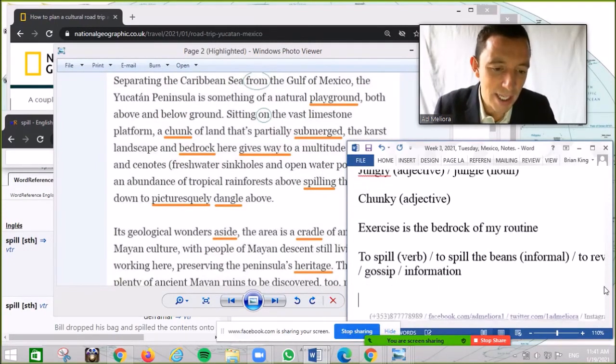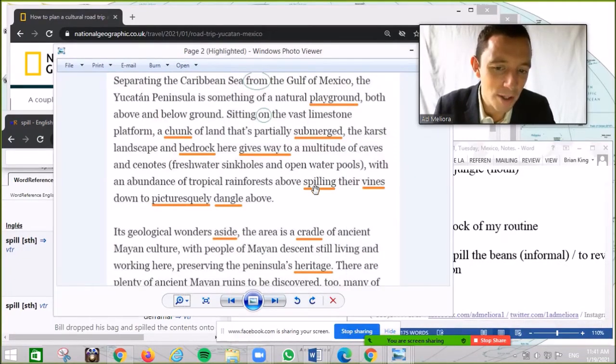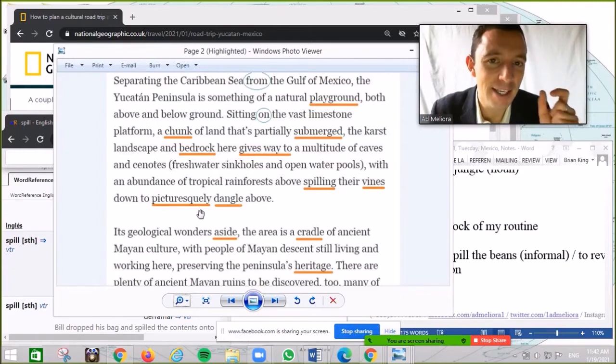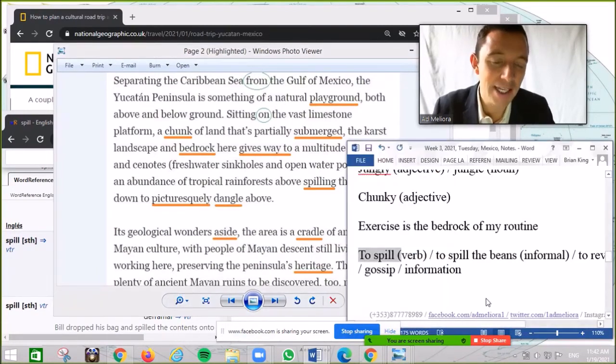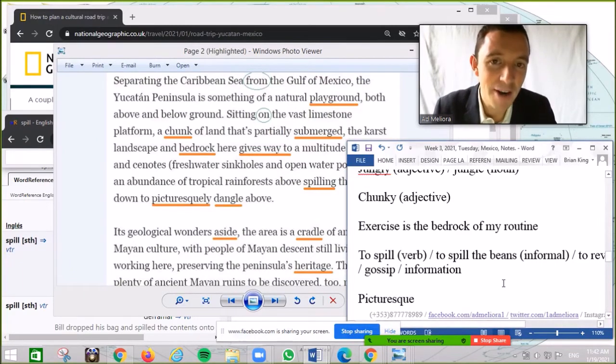Okay, so to spill is related to liquid and to water normally, and here it's related to the water spilling their vines down the picturesque. So the adjective picturesque is very, very common, but the adverb, because we have ly, it's not typical. It's very strange, but picturesque is basically very beautiful. If something's very picturesque, it's very, very beautiful, very gorgeous, very striking, very admirable. Okay, so it's picture, but here it's the adverb.